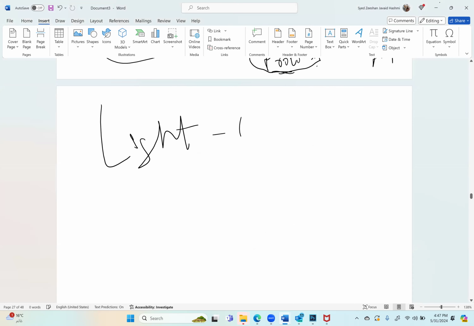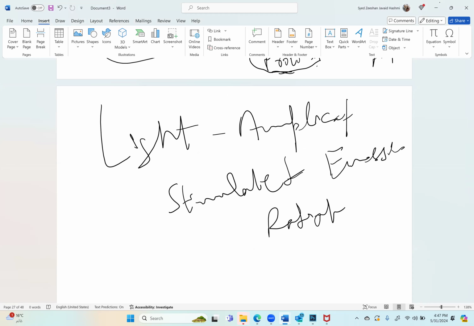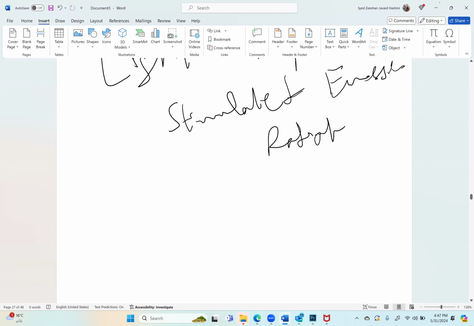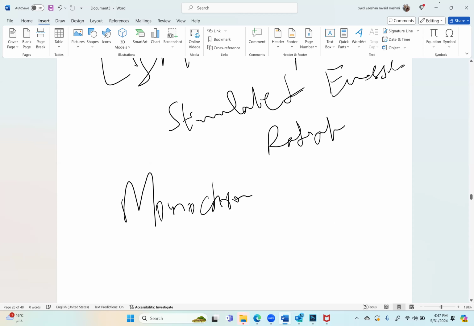Light amplification by stimulated emission of radiation. Okay, so actually it's an emission of monochromatic light. What do you mean by monochromatic? Sir, with the same wavelength.